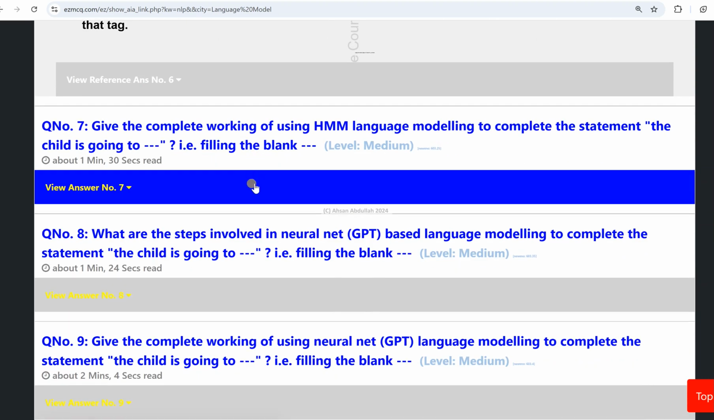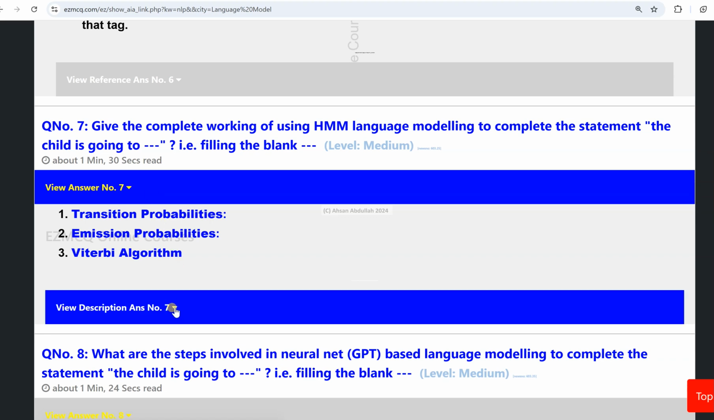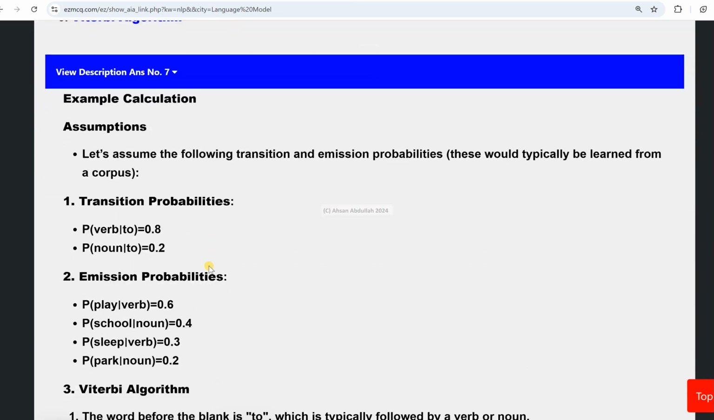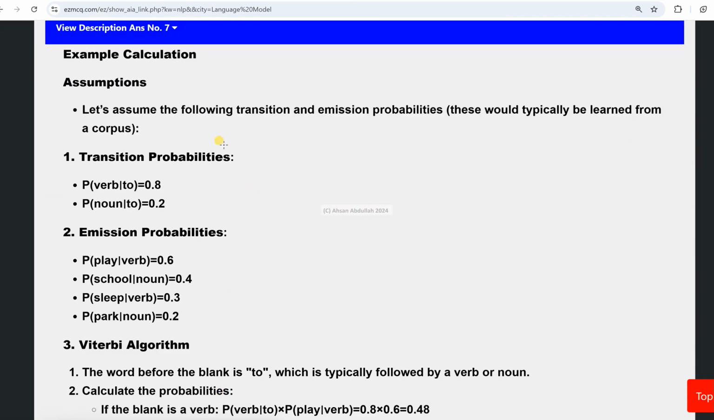So, the complete working of using HMM for modeling and predicting the next word. Which word are we talking about? The word which goes in the blank here. I'll show you the transition probabilities, emission probabilities, and then use the Viterbi algorithm to make the prediction. All right, so we assume something. We assume the transition probabilities and the emission probabilities. Of course, this is an assumption for simplicity. Otherwise, we'll use whatever corpus you select, and based upon its contents the transition probabilities are calculated.